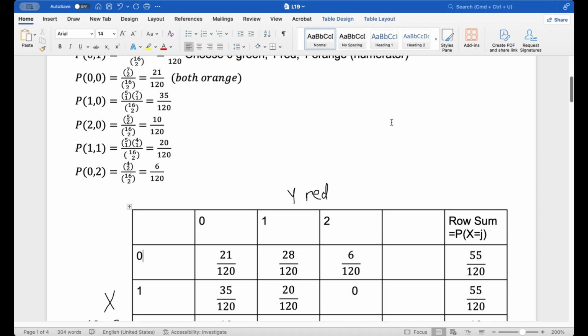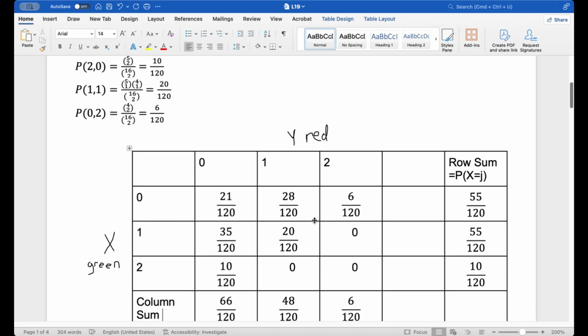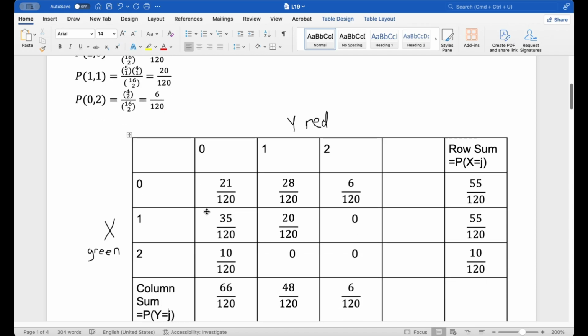Then we come down to the last row here. We have 2 green. It has to be 0 red. That was 10 out of 120. We can't have either of these other possibilities. The total cannot go above 2, so both of those are 0. So this is our joint probability mass function in chart format. As always, the total has to add up to 1, and none of the probabilities can be negative.